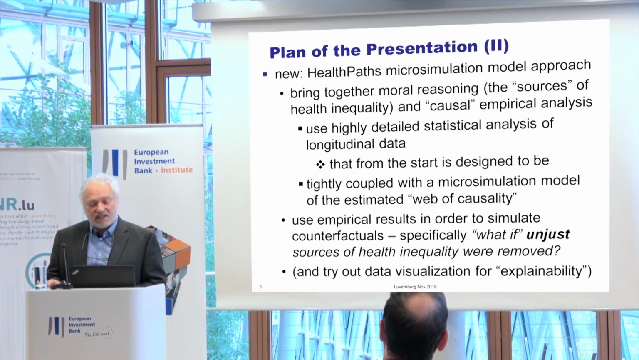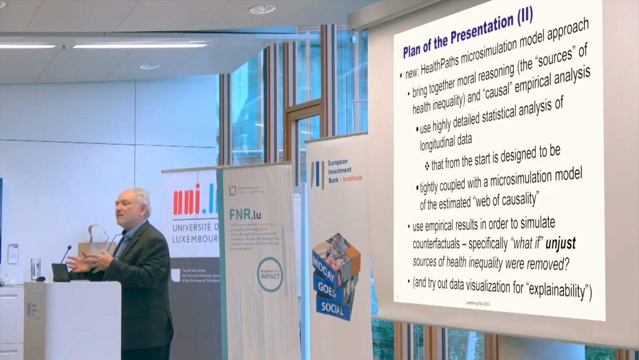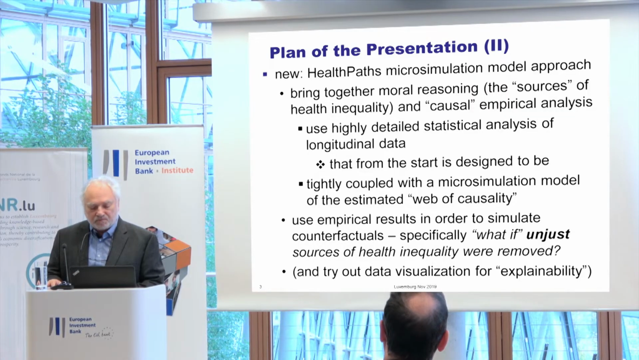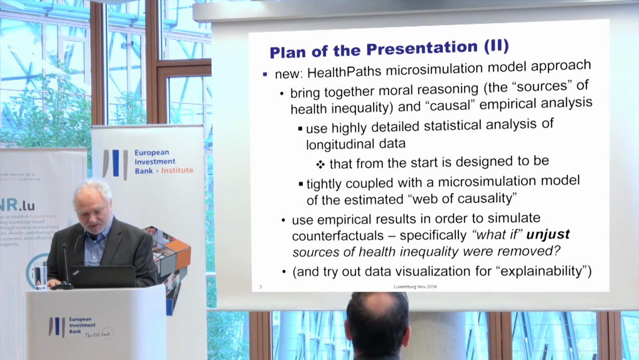So we're going to use highly detailed statistical analysis of longitudinal data, but the statistical analysis itself wasn't done first and then the modeling second. The statistical analysis was designed from the start to feed into a micro-simulation model. As you see, the statistical analysis is complicated enough. There's no way that by simple inspection of coefficients you could tell what's going on. So then we're going to use the empirical results in order to simulate these counterfactuals. What if those sources of inequality that are easily agreed to be unjust were removed? And we're going to try out some data visualization and see if that works.